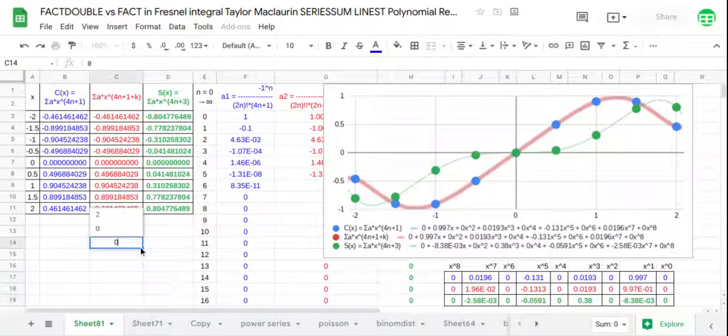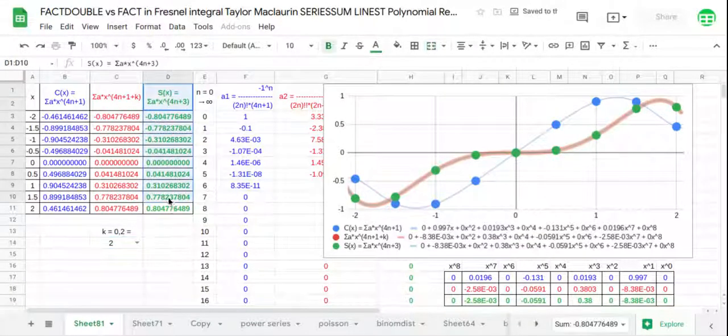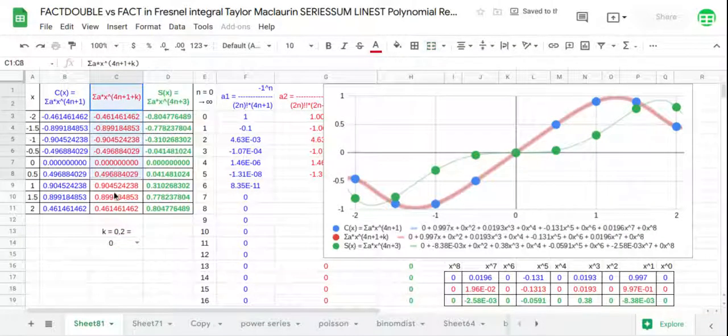So we can toggle this. If it is sine, these values are the same. If it is cosine, these values are the same. This completes the use of double factorial to generate the trend line and datasets of the Fresnel integrals for cosine and sine.